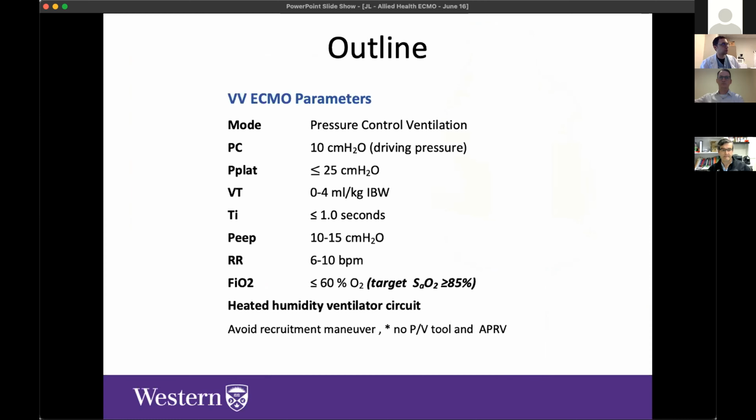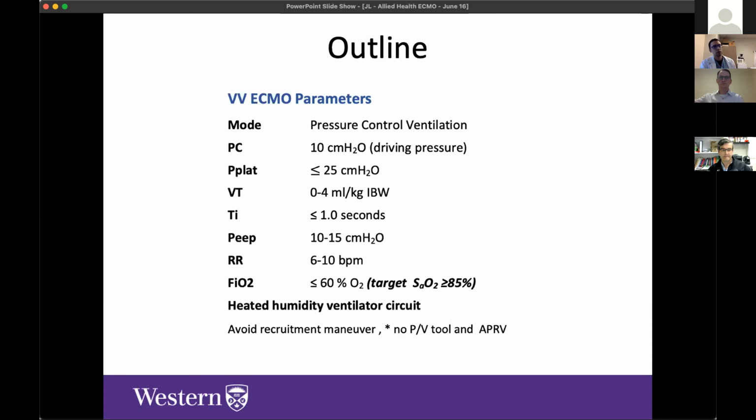And that is reflected if you look at our local ECMO patient management guideline document that Dr. Nagpal has put together for us. If you look at the ventilator modes for immediate post-cannulation care, you should be aiming essentially for pressure control of 10, plateau pressure of 25. Look at the tidal volume, it's 0 to 4 cc's per kilo. So this is ultra low tidal volume lung protective ventilation. Inspiratory time less than 1, PEEP of 10 to 15, respiratory rate of 6 to 10, and FiO2 of less than 60.